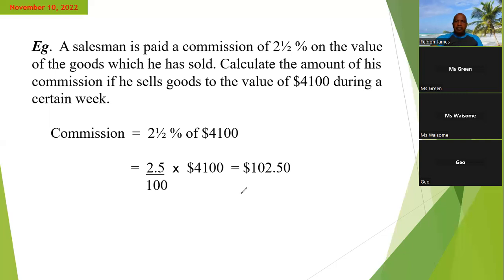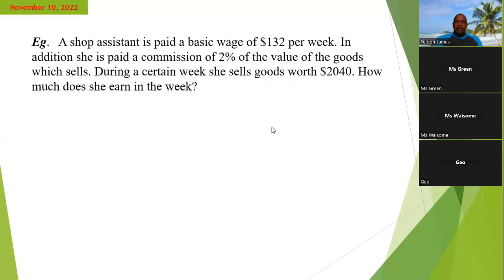All right, so that would be the commission. So it means that that salesperson would get, in addition to their pay, $102.50 in addition to what they would get in their basic salary. All right, pretty straightforward.